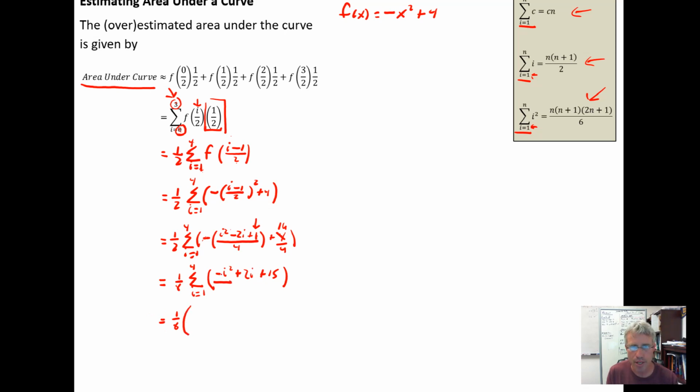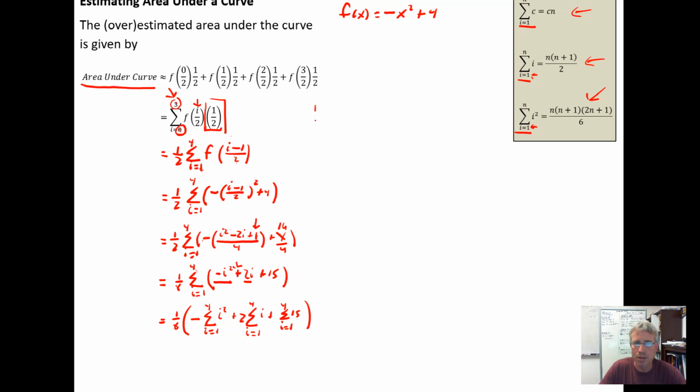So now we'll focus on the negative i squared. We're going to get the opposite from the negative sign, the opposite of the sum from i equals 1 to 4 of i squared. So that takes care of the first term. Plus, now I have a constant multiple of i, so I'm going to get 2 times the summation from i equals 1 to 4 of the i term, plus I have the sum from i equals 1 to 4 of the constant 15. So that's using properties of summation that we looked at in the previous homework.